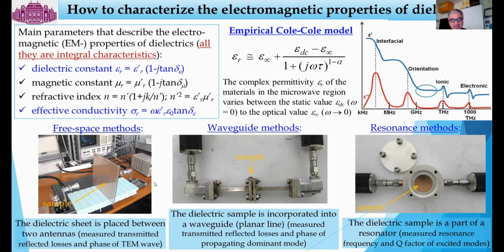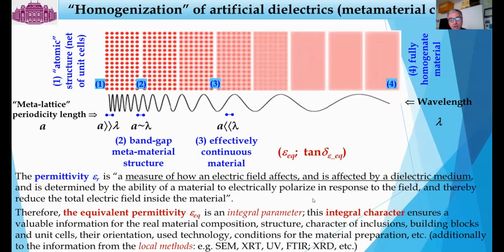Three methods are important. Free space method, where the material is placed between two antennas, and we can measure the transmitted or reflected losses and phase to extract the dielectric parameters. Or the material is incorporated into a waveguide, in the area of waveguide methods. Or the material is part of a resonance structure, the so-called resonance method. We can measure resonance frequency and Q factors, and also extract the dielectric constant.